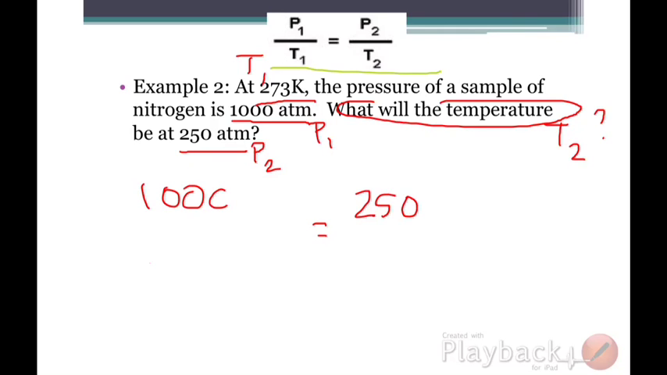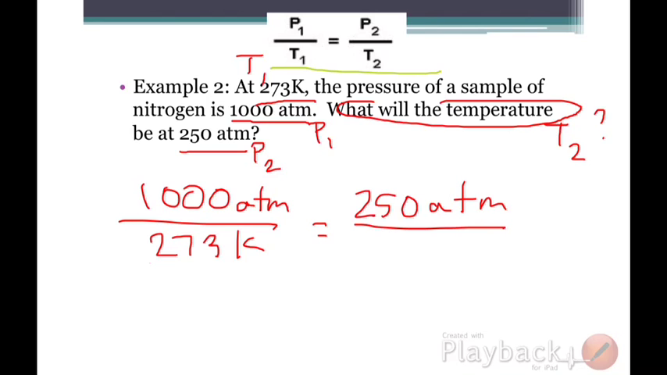Okay, so 1,000 atm on the top, 273 K on the bottom. This was 250 atmospheres. That was in the right place. And we're solving for K. That's our T2. And again, you can use whatever variable you want.